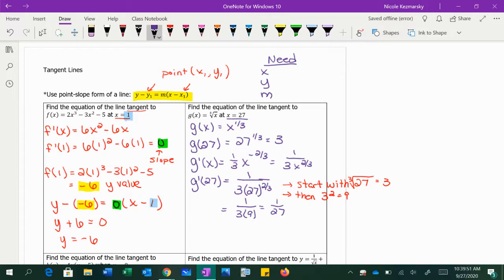So I've got all my pieces now because I've got my slope, I've got my y value, so this is y, this is slope. Now I can put them all together, and I can say y minus my y value equals my slope, 1/27, times x minus my x value, which is 27. Okay. Let's try another one.